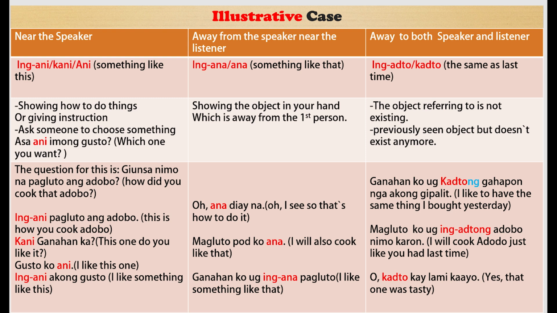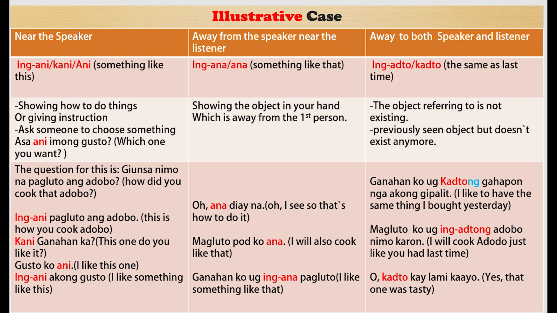So, showing how to do things or giving instruction. Ask someone to choose something. Asa ani imong gusto. Which one do you want? So, ani. Asa ani. Which one do you want? Okay, the question for this is, giunsa nimo pagluto ang adobo? How did you cook that adobo? So, because it is showing how to do things or giving instruction, right? That's why I give you the sample question.